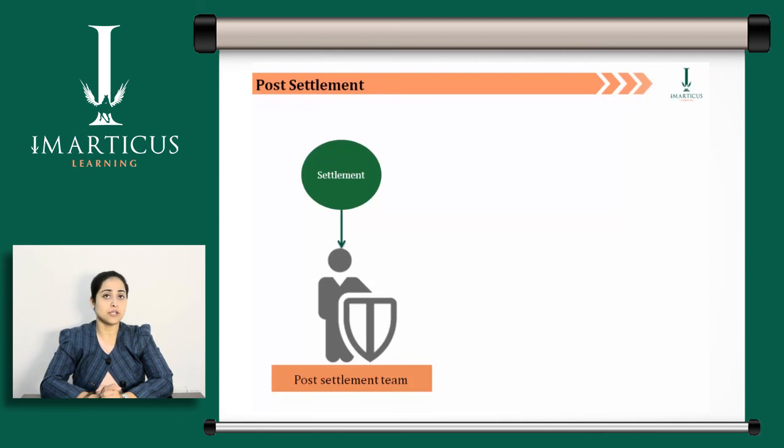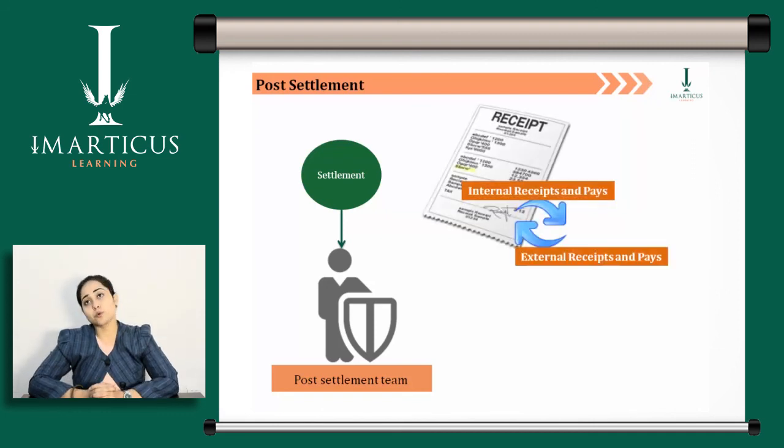Once the settlement team has completed the settlement process on the settlement date, the next process is handled by the post-settlement team. The role of the post-settlement team is simple. If the cash or securities are expected to be received, have they received them? If cash or securities are expected to be paid, have they paid them? In other words, the role of the post-settlement team is to check if the internal receipts and payments match the external receipts and payments. This process is also called reconciliation. If either of the two does not take place, then the transaction is said to have failed.